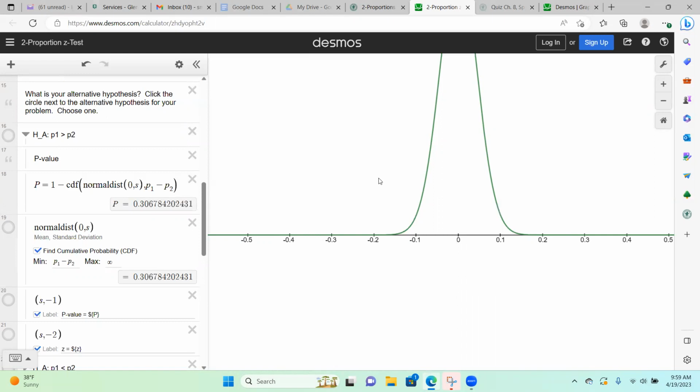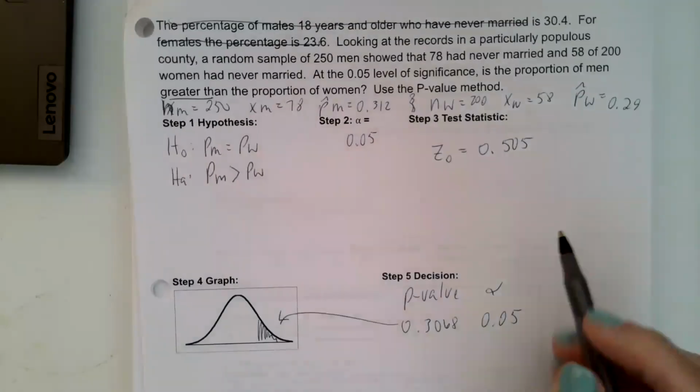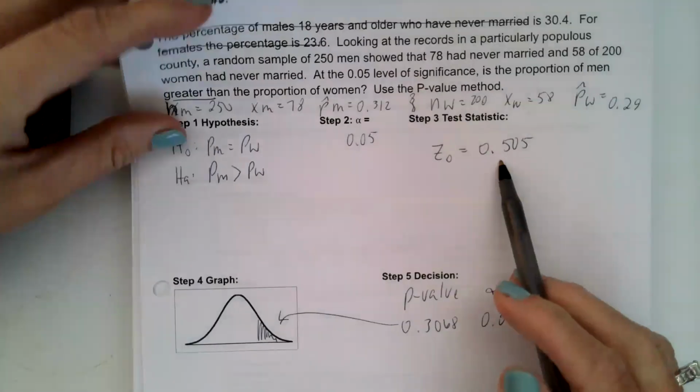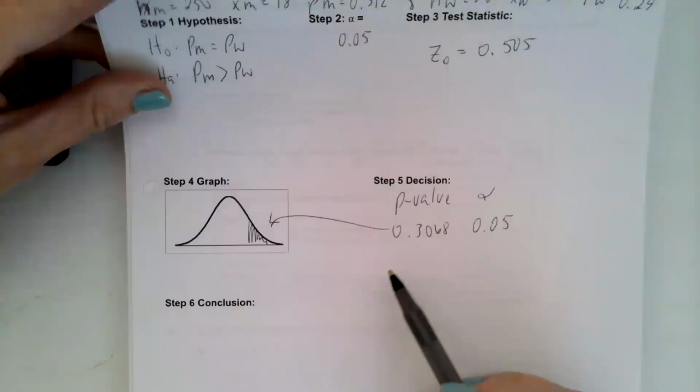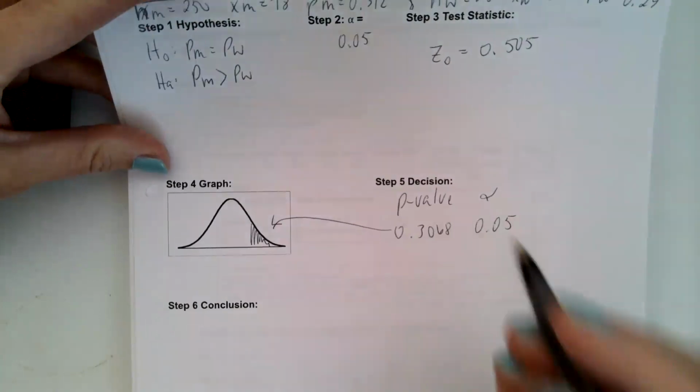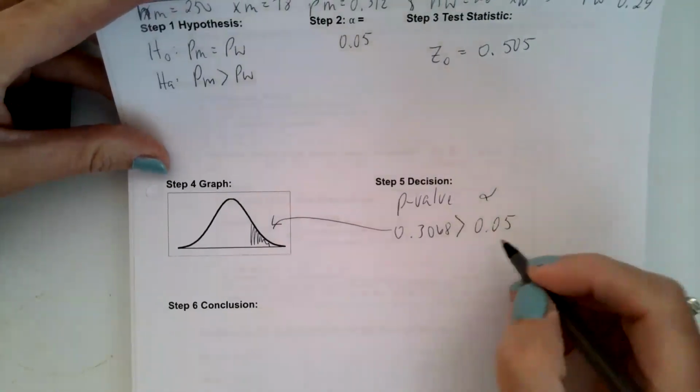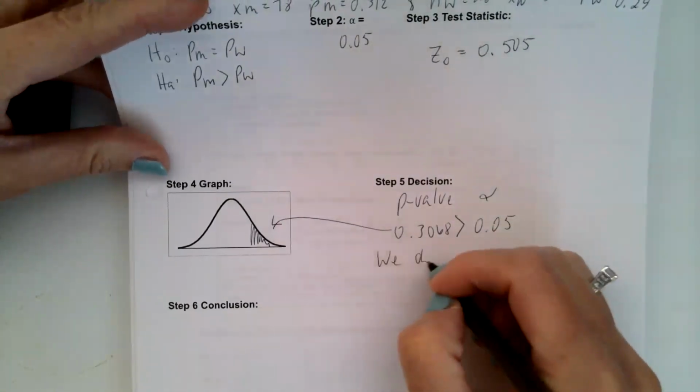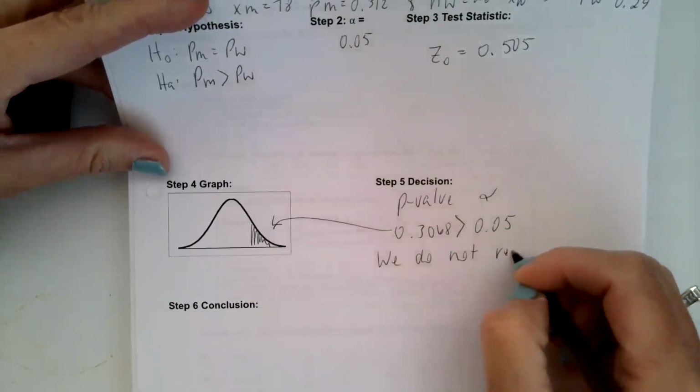Let's go back to our paper to wrap it up. So there's our test statistic, only a half a standard deviation above 0. And our p-value is pretty large. It's much larger than our alpha. So we do not reject H0.